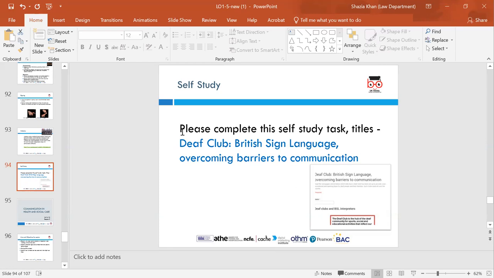So sometimes individuals working within the healthcare profession may need to be trained in BSL, for their own benefit as well, so that they can communicate better with individuals, patients, or any other staff members that have hearing impairments or are deaf. And then we've looked at this self-study task titled the Deaf Club, British Sign Language, an article on overcoming barriers to communication.